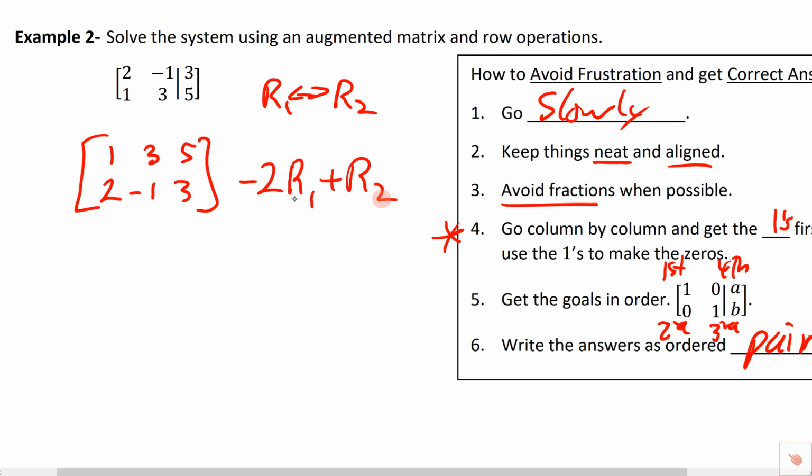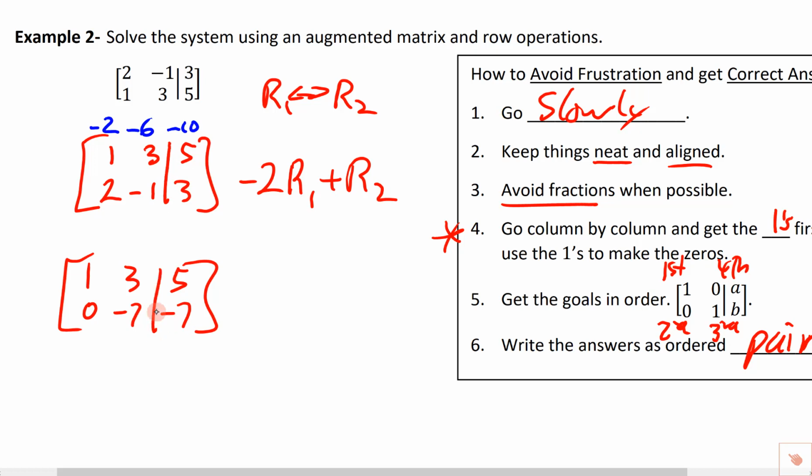Which row is going to change here? Row 2. Row 1 stays the same, so I'm going to write down a 1, a 3, and a 5. And now I'm going to do -2 times row 1. So that's -2, -6, -10. Let's add that multiple of row 1 to row 2. So I'm going to end up with a 0, a -7, and a -7. You need that little line there, though. I always forget that little line, so thanks for reminding me.